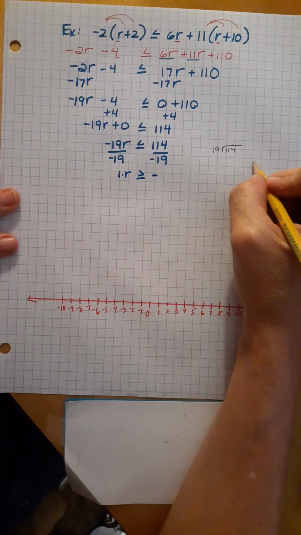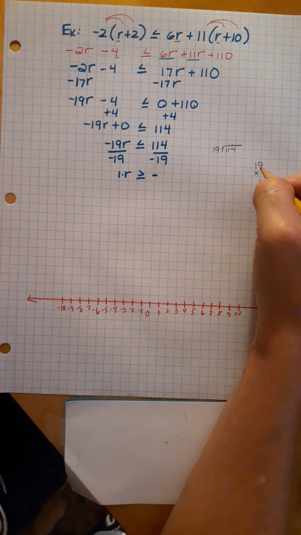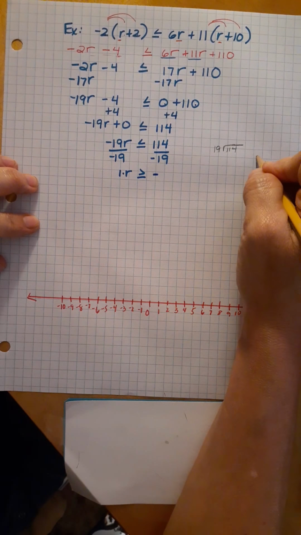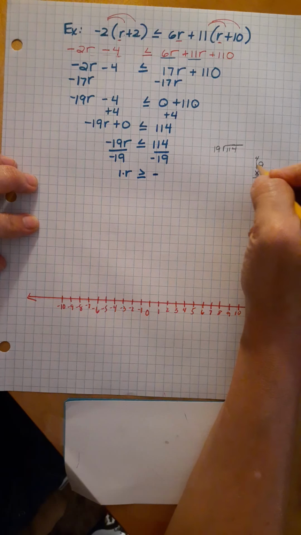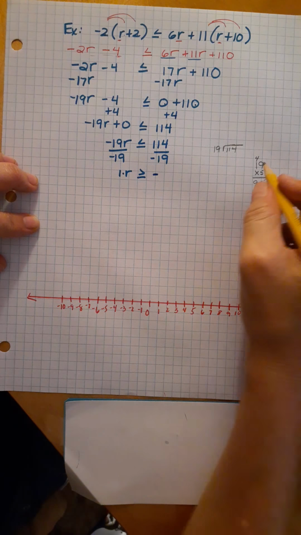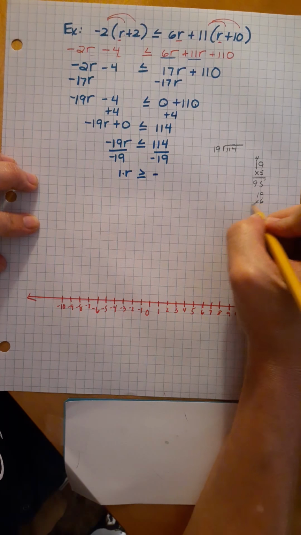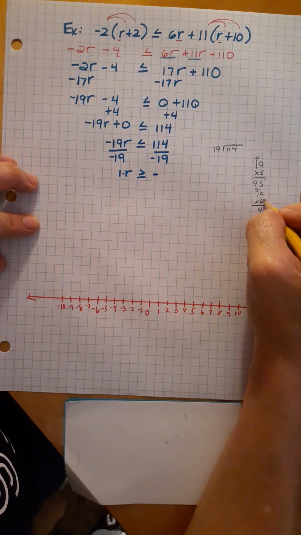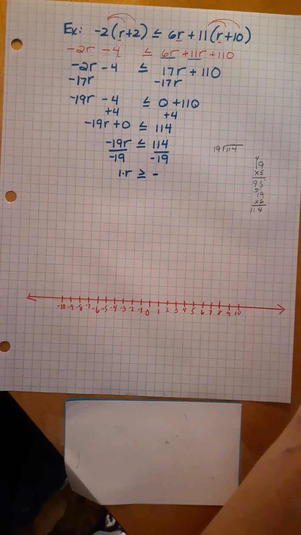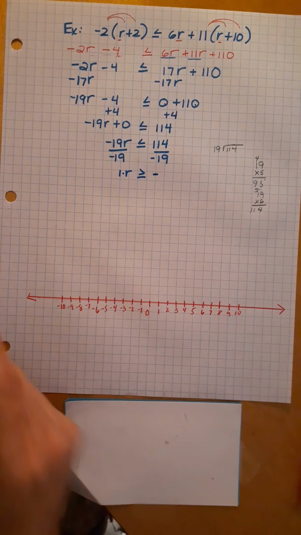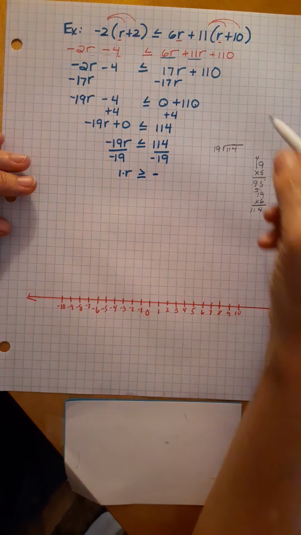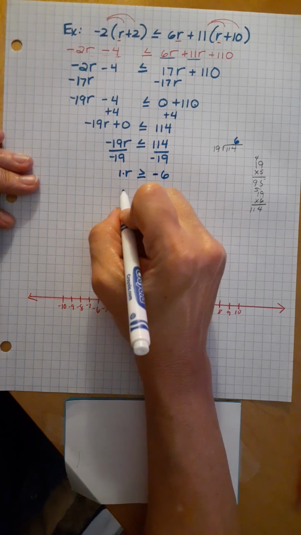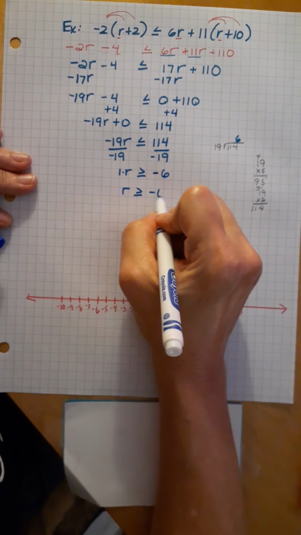Okay, let's give it a shot. 19 times, I don't know, 5. Let's try. 45 plus 50 is 95. Almost. We'll have to try 19 times 6. 54 plus 60. What is that? 114. Hey, we did it. Pretty simple, right? If you're stuck without a calculator, you can find the answer. It just may take a few tries. So this is negative 6. r is greater than or equal to negative 6.